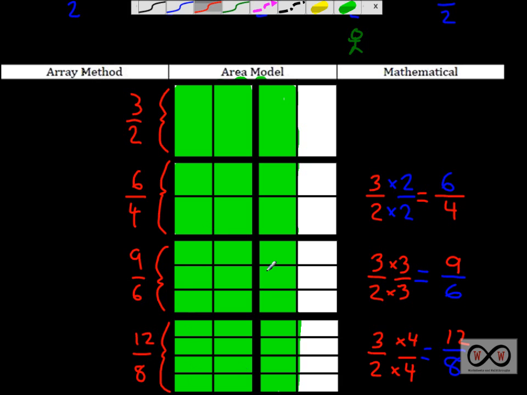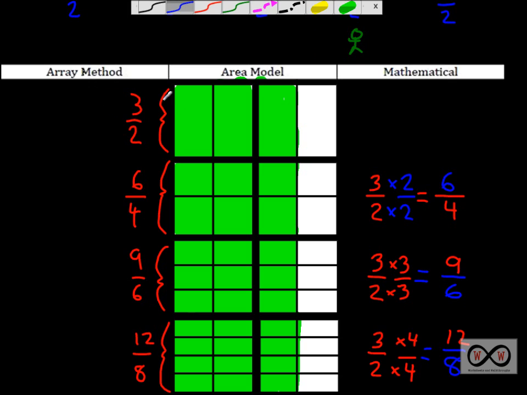And there you go. And you can see that all these fractions are equivalent. So 12/8 is equivalent to 3/2. So therefore, it must be equal to 6/4 and also 9/6. They are all equivalent fractions that are greater than 1 whole. So now how do we handle the array method?